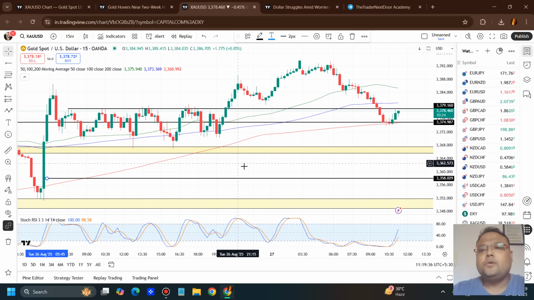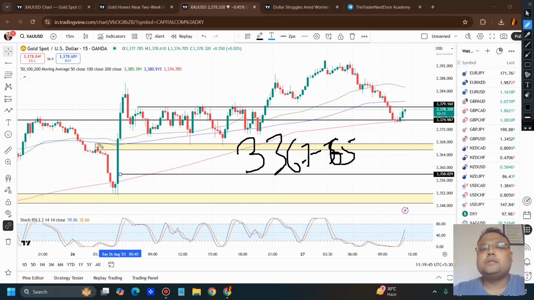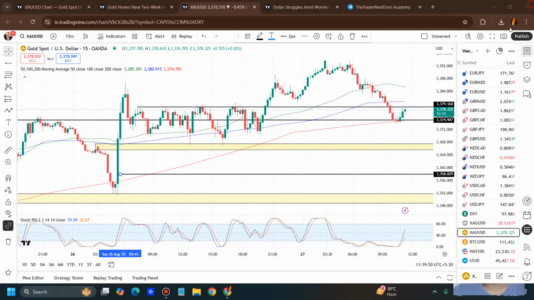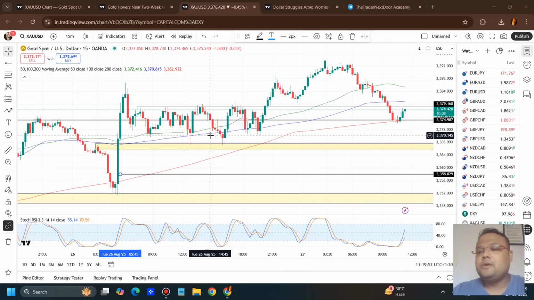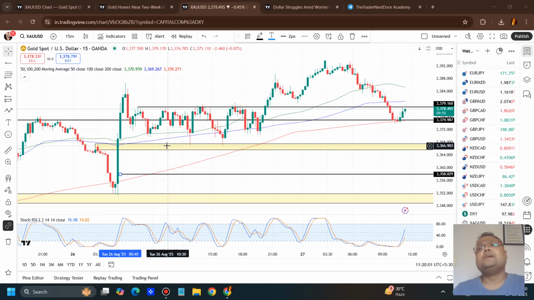Then we are also expecting minor support around 3367, 3365. This box here, we discussed yesterday also. This box was a support level, so we are expecting this box to provide support to the market again. So far this week, this box has given us a good amount of profit, but still we can expect one more bounce if the volume is low.